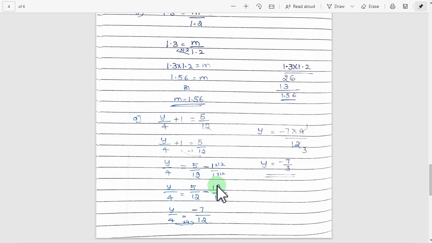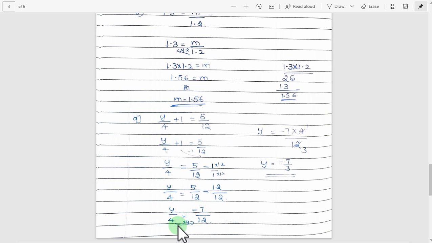5/12 - 12/12. Now the denominators are equalized, so you can subtract the numerators. 5 - 12: the difference is 7, the bigger number is 12, its sign is minus. Consider this as the sign of 12: -7/12. Now y/4 = -7/12.